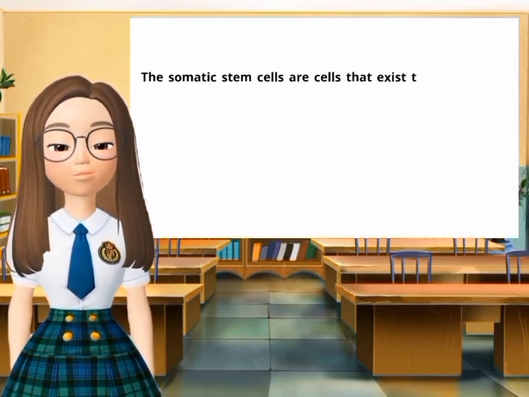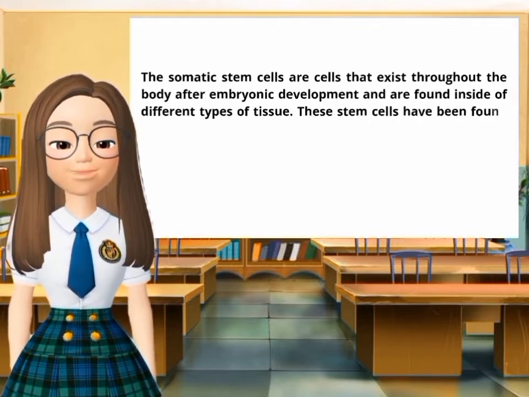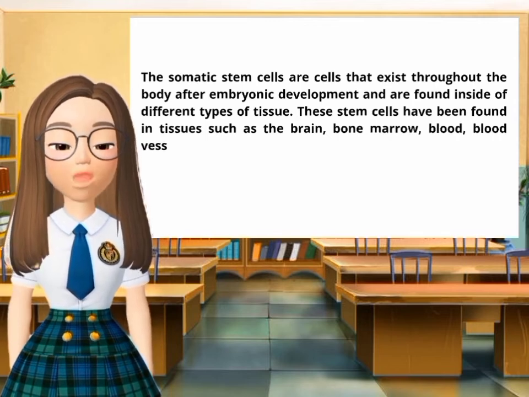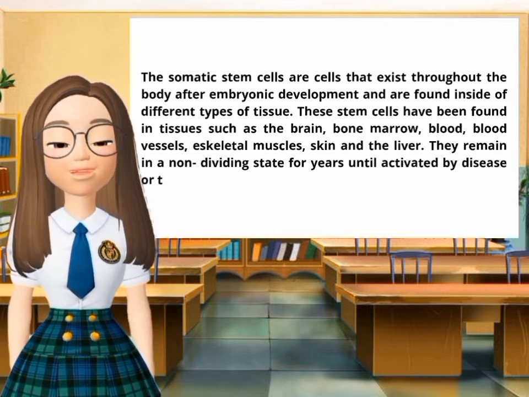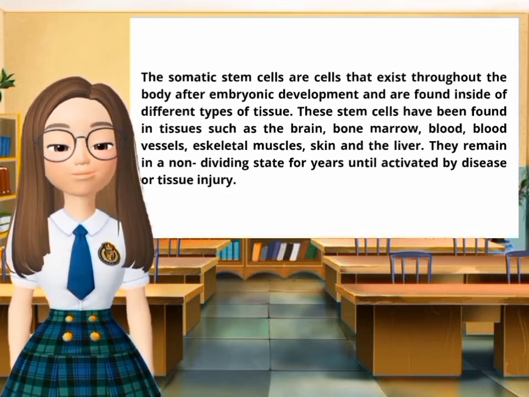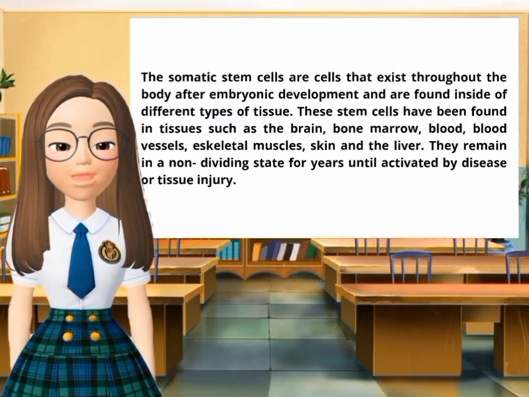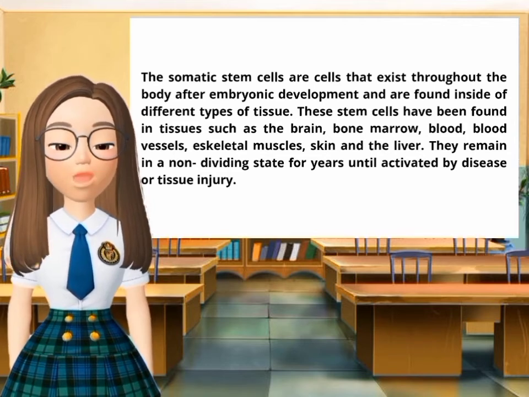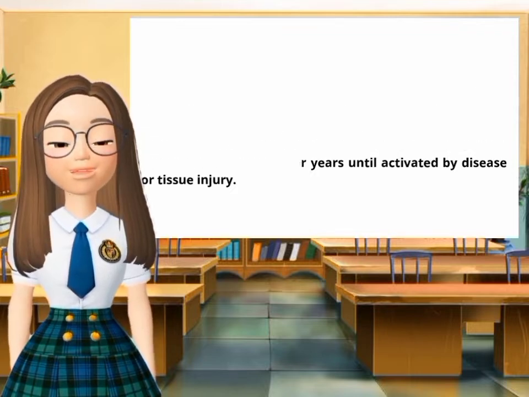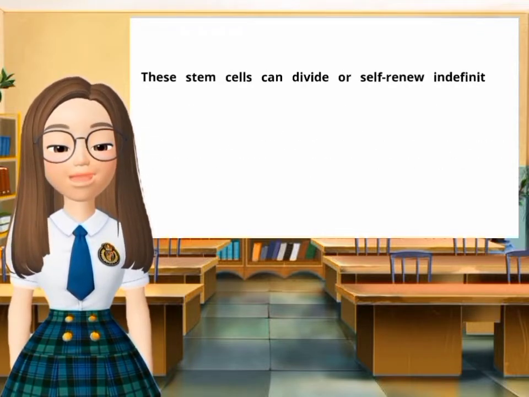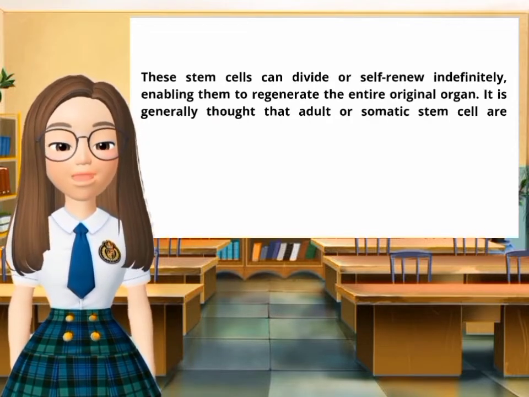The somatic stem cells are cells that exist throughout the body after embryonic development and are found inside of different types of tissue. These stem cells have been found in tissues such as the brain, bone marrow, blood vessels, skeletal muscles, skin, and the liver. They remain in an undividing state for years until activated by disease or tissue injury. These stem cells can divide or self-renew indefinitely, enabling them to generate the entire original organ.